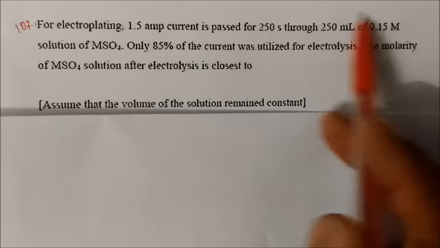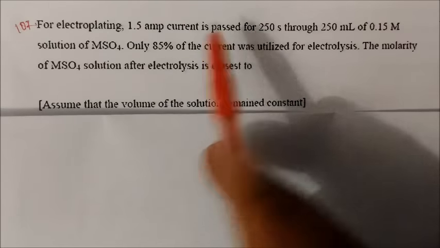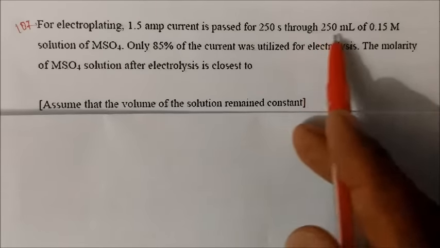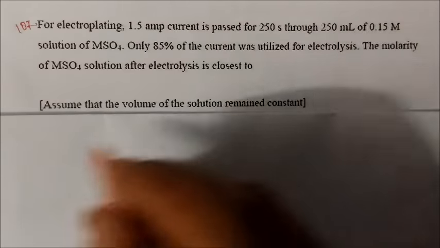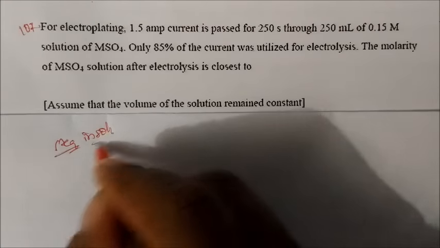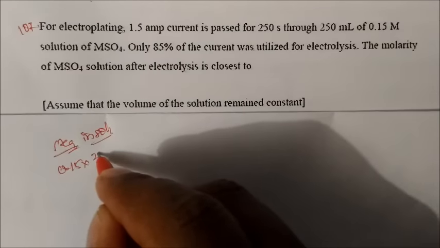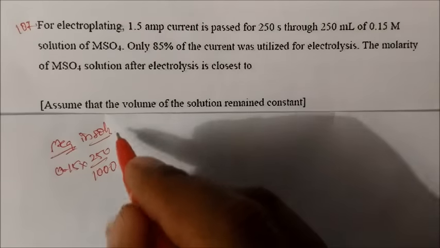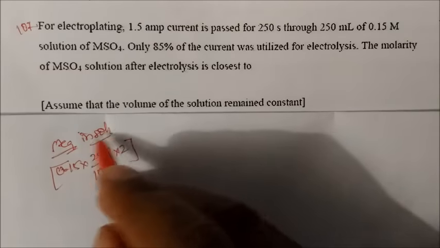This is the total moles, and if current is passed, this will be deposited on the plate, and you will get the remaining solution. First, we have to find how many milliequivalents of this M sulfate are present in the solution. So milliequivalent present in the solution will be 0.15 into the volume, 250 divided by 1000, and again, since this is the metal sulfate, multiplied by 2, the n factor. This is the total milliequivalent in solution.